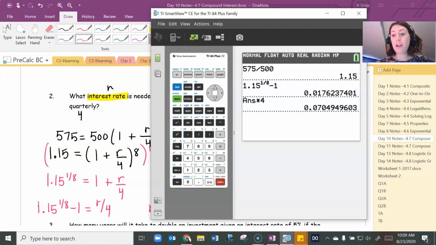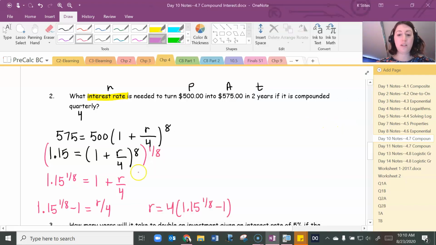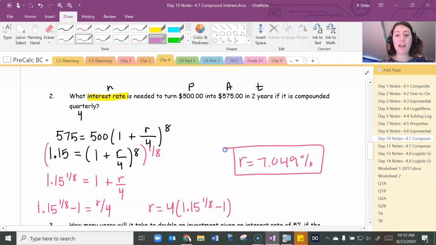So what I want you to go ahead and do is we're going to round the interest rate to the nearest thousandth. So go ahead and multiply this guy by 100. And then your interest rate would be 7.049%. All right, so we want to leave it as a percent. So write it as a percent and then round to the nearest thousandth.